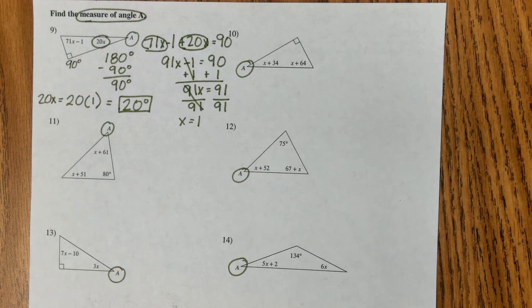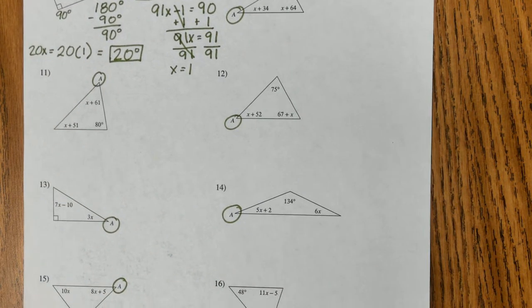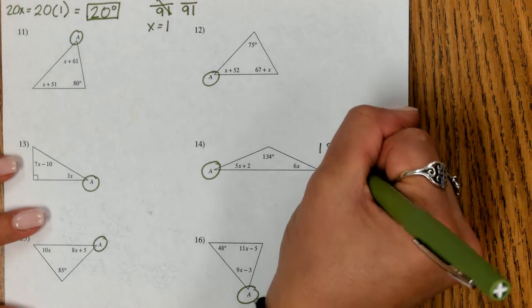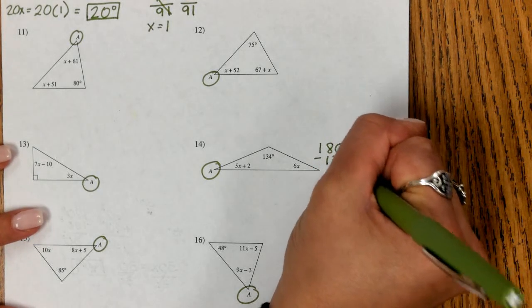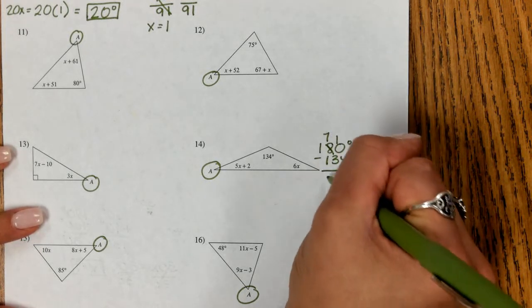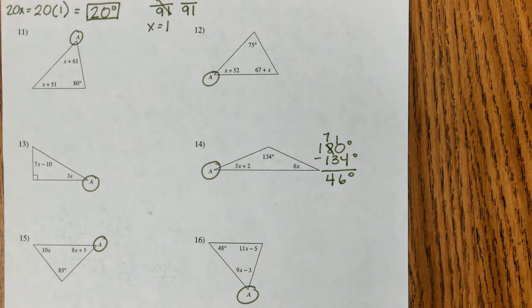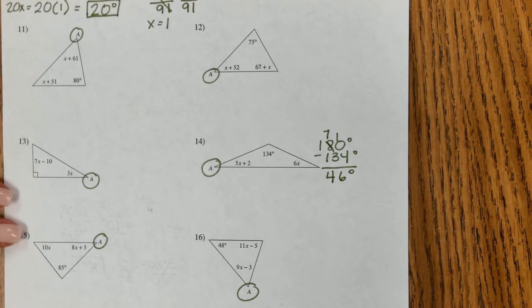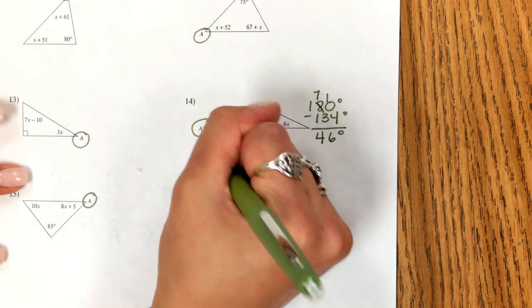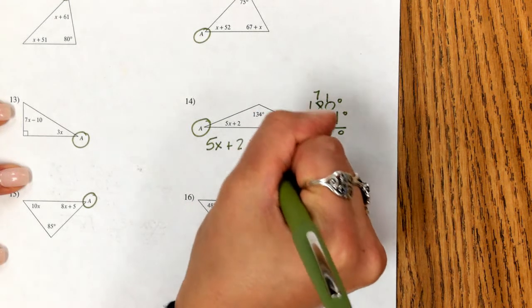So let's do one more freebie here for you. All right, number 14. All right, so on number 14, what should I start by doing? Let's make sure we're subtracting here. 46, correct? Okay, so next step is to what? 5x plus 2 plus 6x equals 2. Yes, you're setting up your equation here. Good.